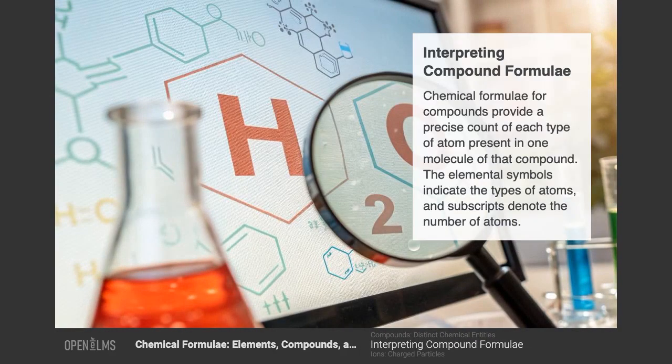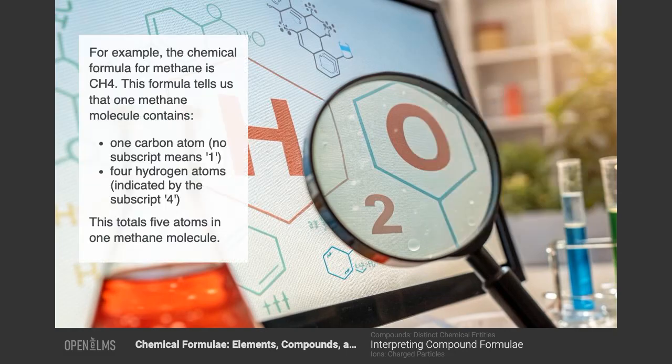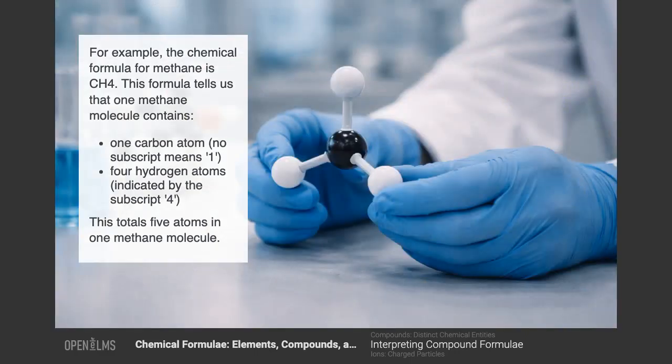Interpreting compound formula. Chemical formulae for compounds provide a precise count of each type of atom present in one molecule of that compound. The elemental symbols indicate the types of atoms, and subscripts denote the number of atoms. For example, the chemical formula for methane is CH4. This formula tells us that one methane molecule contains one carbon atom, no subscript means 1, and 4 hydrogen atoms, indicated by the subscript 4. This totals 5 atoms in one methane molecule.